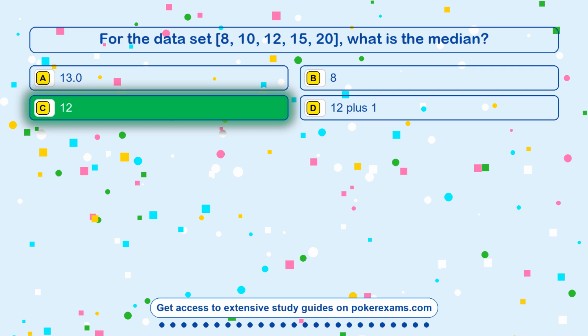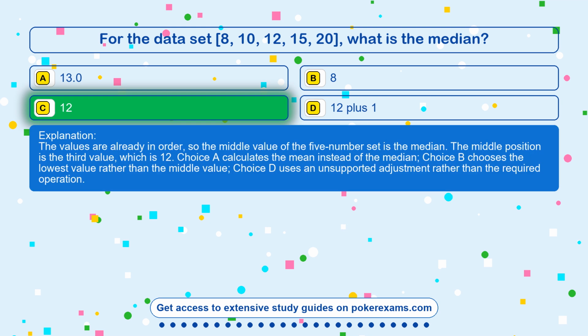The correct answer is option C, 12. The values are already in order, so the middle value of the 5-number set is the median. The middle position is the third value, which is 12. Choice A calculates the mean instead of the median, choice B chooses the lowest value rather than the middle value, choice D uses an unsupported adjustment rather than the required operation.